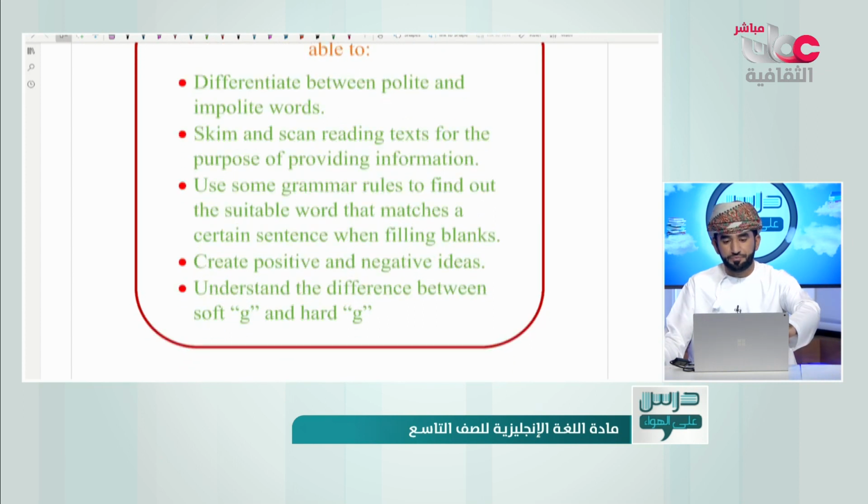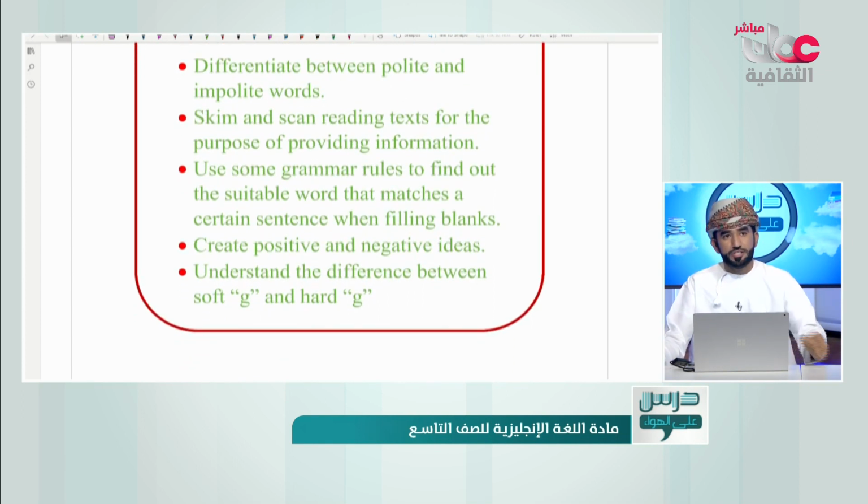Very nice. And then objective number 2, you've got in front of you: skim and scan the reading text for the purpose of providing information. As I've told you earlier, I've repeated this talk so many times, but it's a little bit different. But the technique that I'm going to use is very similar to the previous semester's lesson number 1 taught by me, if you can just remember.